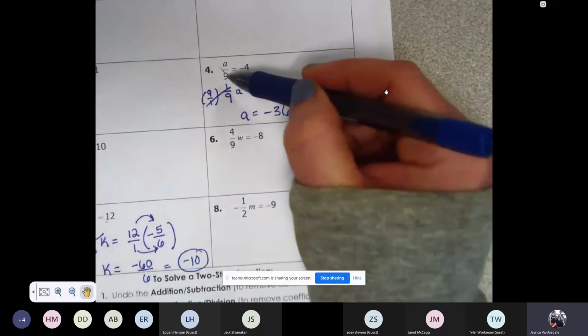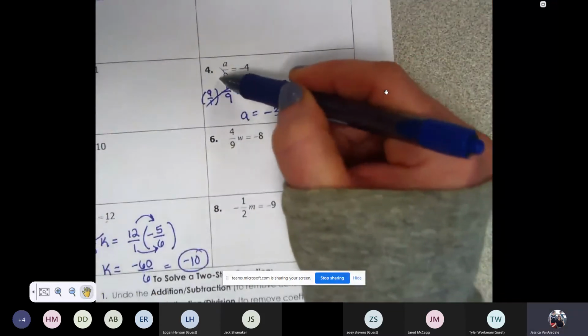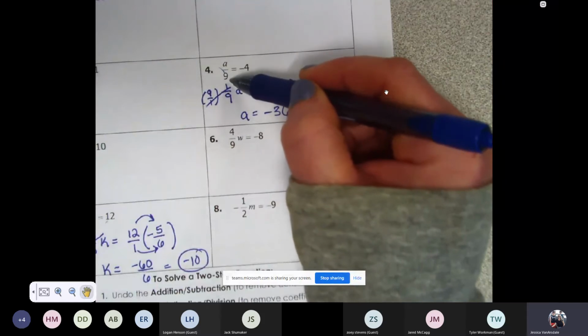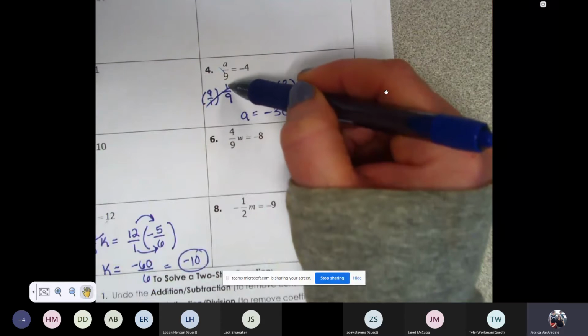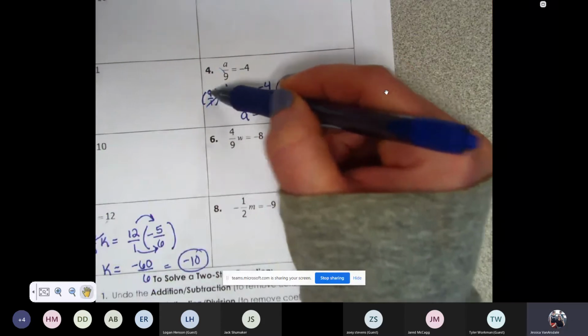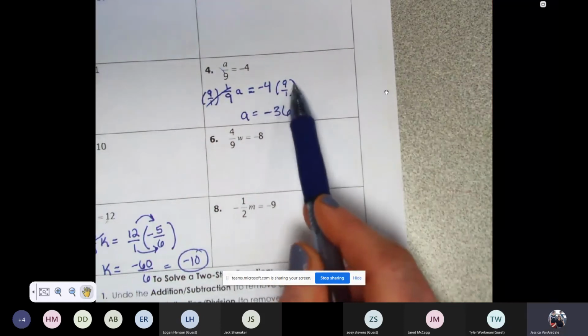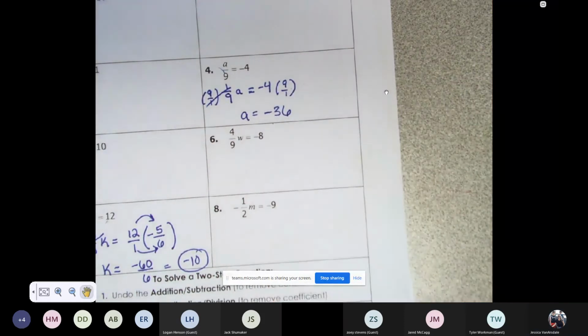So number 4 here, all that we're going to do is multiply both sides by 9. And the reason we multiply by 9, because if the variable is over the number, it's the same thing as the coefficient being 1/9. So you're multiplying by the reciprocal of 1/9, which is 9. So it's -4 times 9 equals -36. Does that make sense?